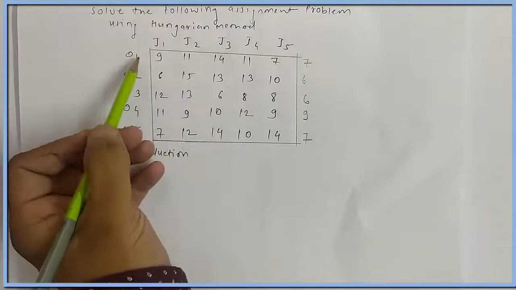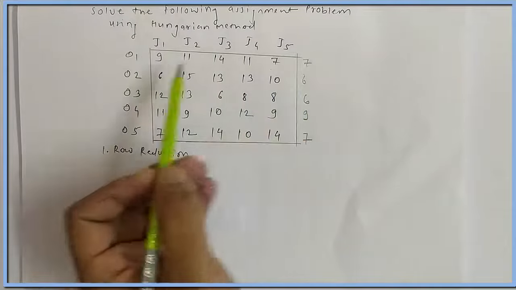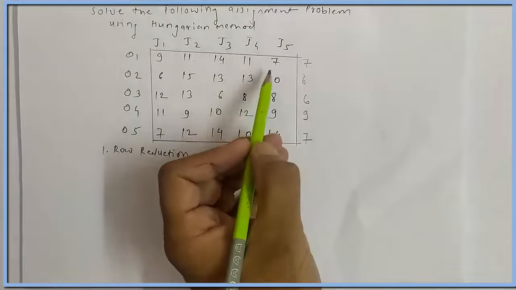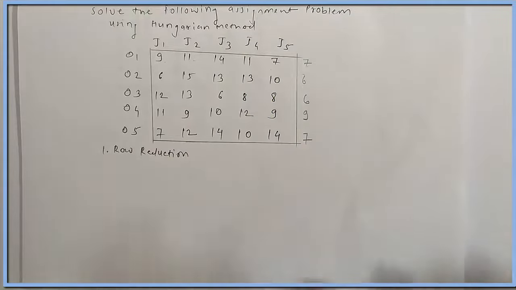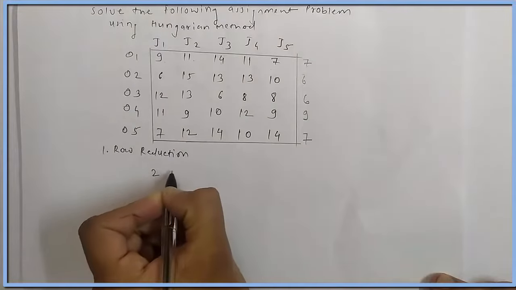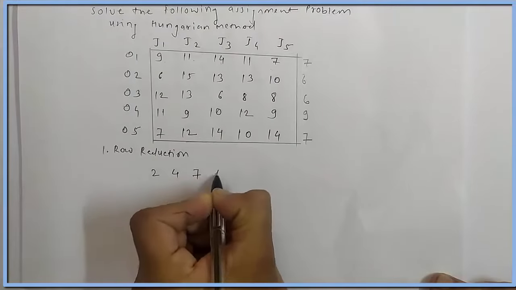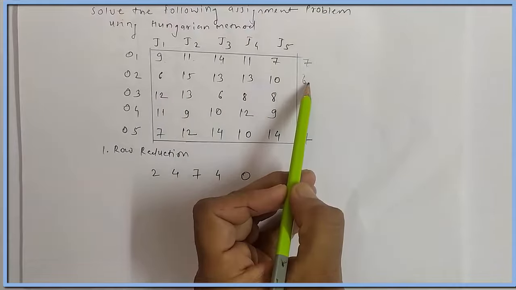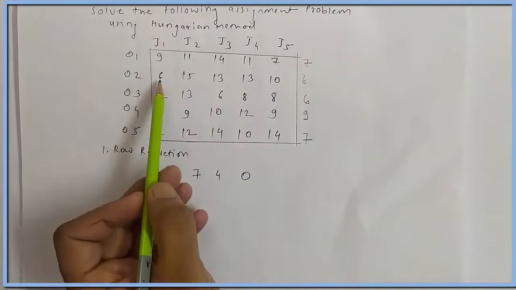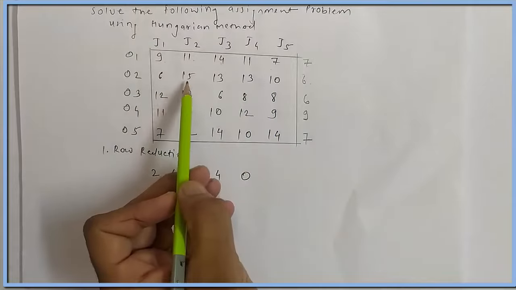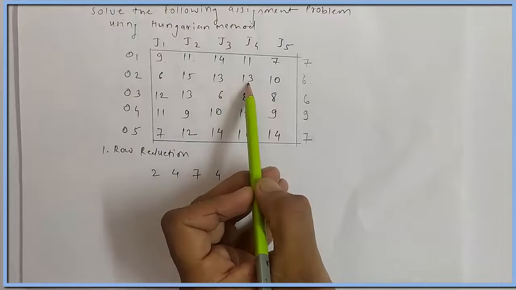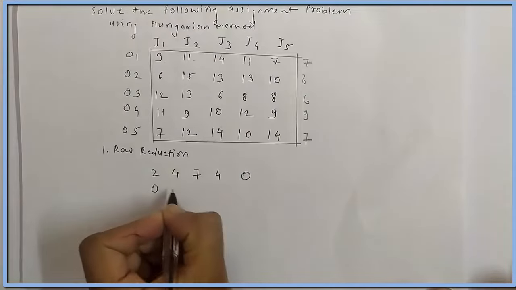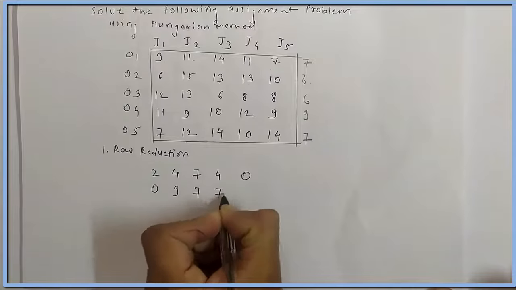Now look at the first row, the smallest element is 7. Therefore, 9 minus 7, 11 minus 7, 14 minus 7, 11 minus 7 and 7 minus 7. Therefore, our first row will be 2, 4, 7, 4 and 0. In the second row, the smallest element is 6. Therefore, subtract this 6 from all the elements of the second row. 6 minus 6, 15 minus 6, 13 minus 6, 13 minus 6 and 10 minus 6. Therefore, the second row will be 0, 9, 7, 7 and 4.